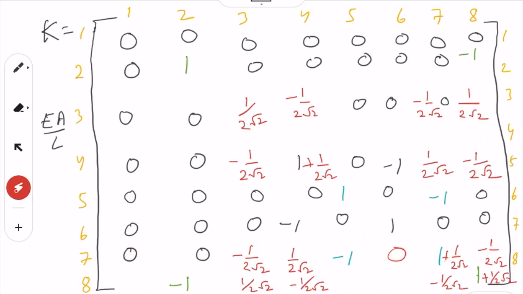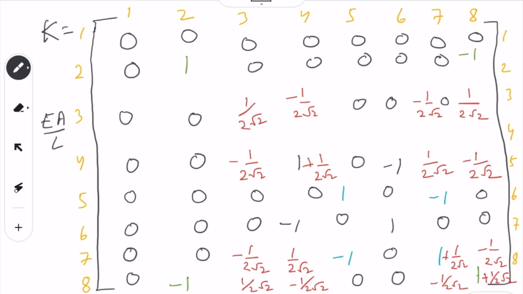So just 0 here. So we have 0 here. Similarly here 1, 2, 1, 2, 3, 4, 5, 6, 7, 8. So 0, 0 here and 0 here. So we have 0 here and 0 and 0 here.